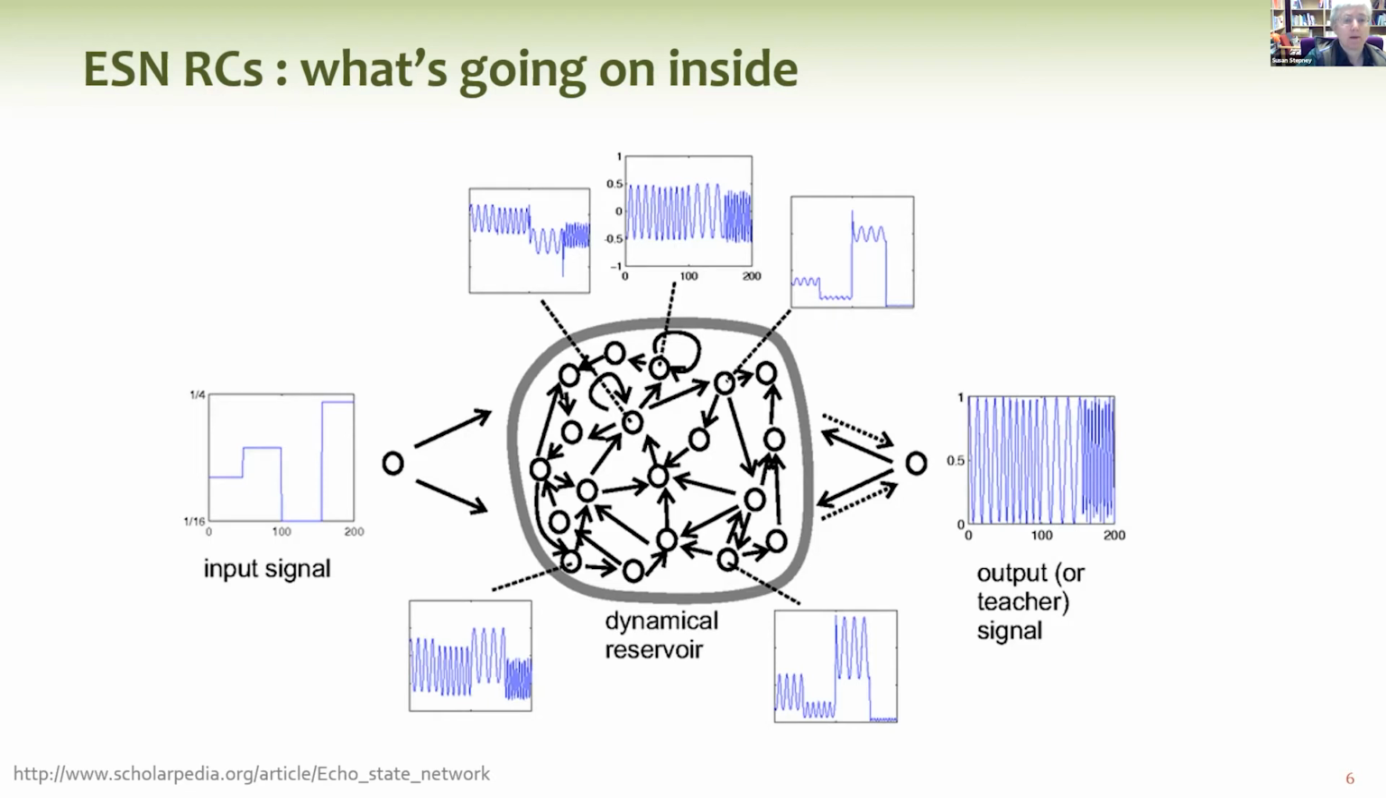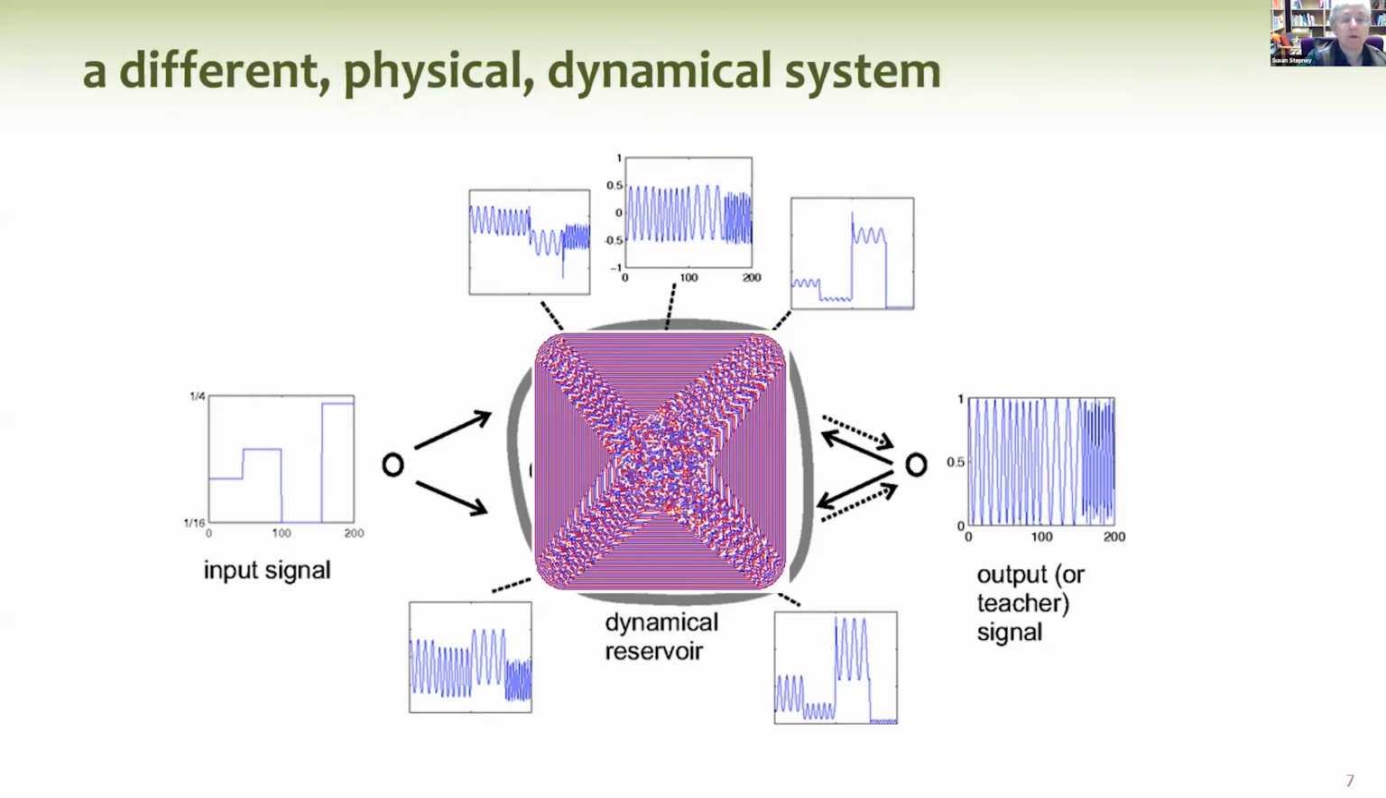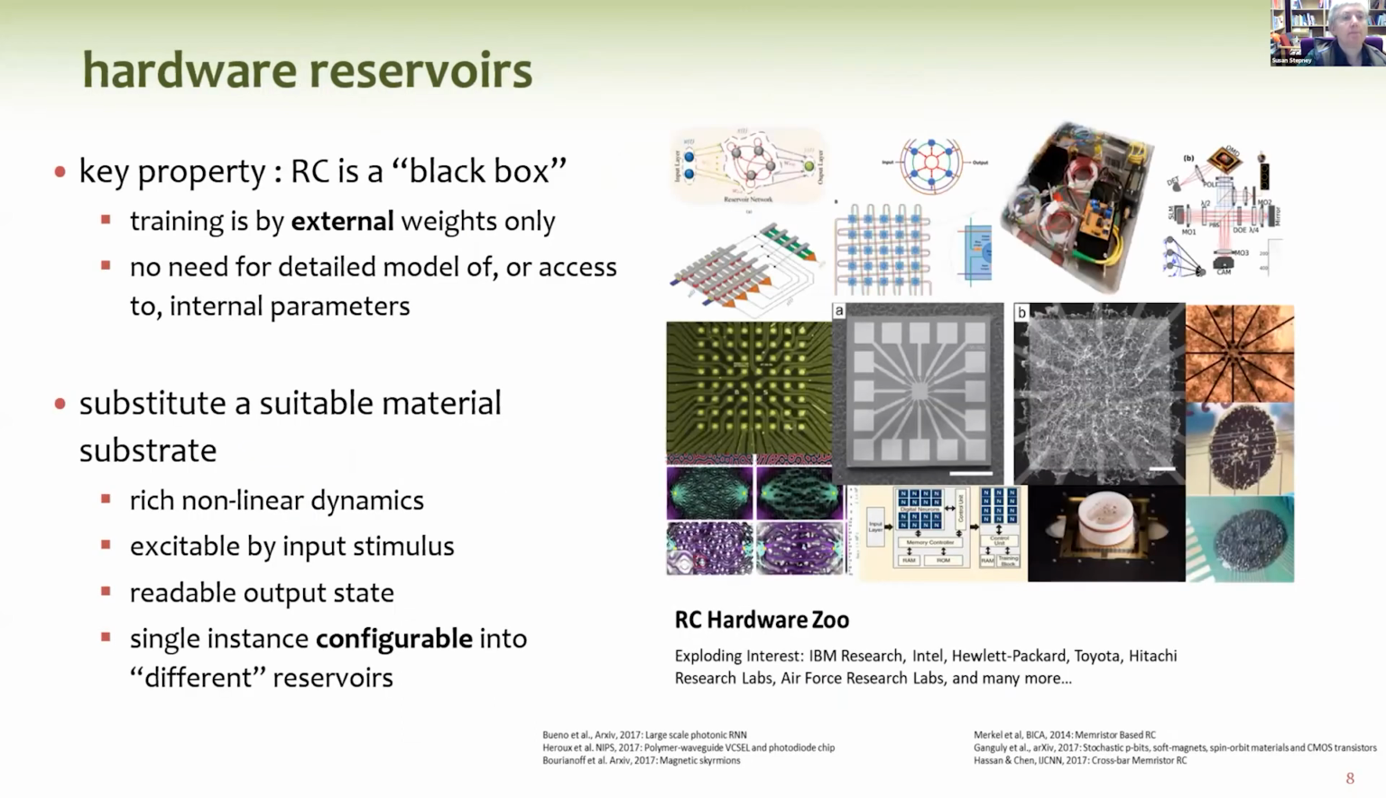Now, remember I said that the important thing was that the weights inside this dynamical reservoir are fixed and that it looks like an open dynamical system. And so what we can do is we can replace the interior with a different dynamical system. And in fact, we can replace it with a physical piece of stuff that has the right dynamics. And this is now a physical reservoir computer or a hardware reservoir.